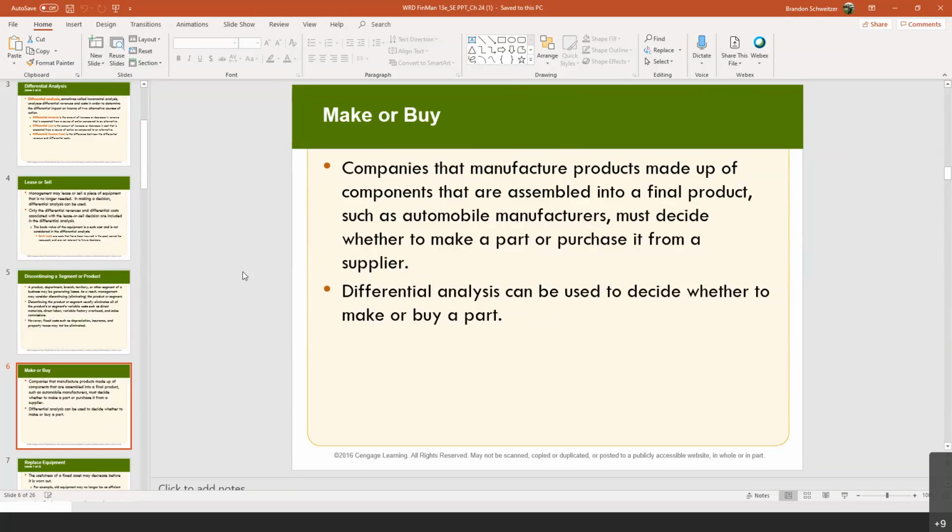So as an example, Ford might make the decision to purchase the transmissions that go into their cars. They might decide to purchase that from a supplier rather than try to make it themselves. And the reason for this type of decision would be it's simply too expensive for them to try to make it on their own. And so therefore they might decide to purchase it from a supplier. And to make this type of decision, the managers could use differential analysis to decide whether to make or buy that part.